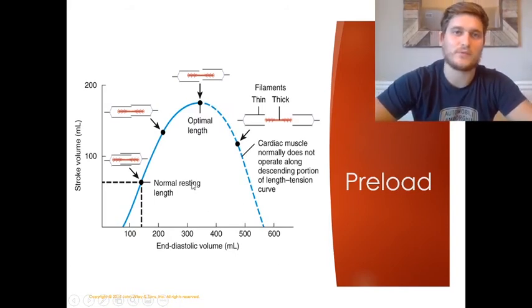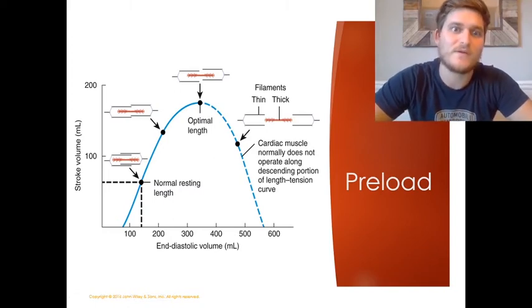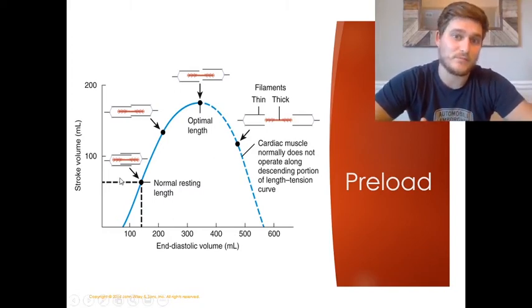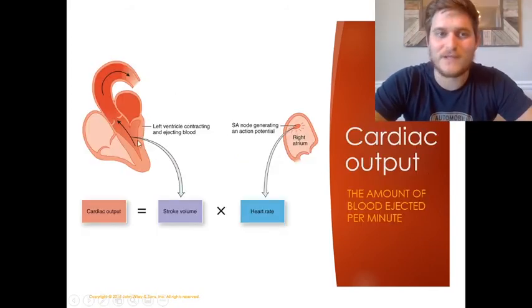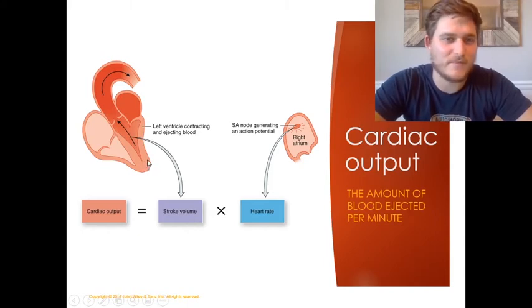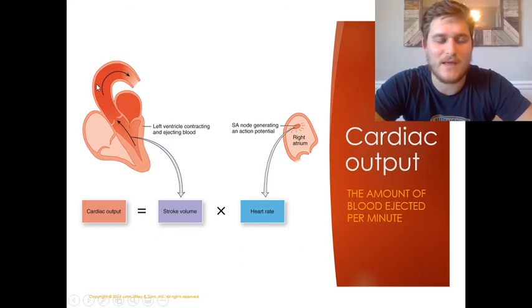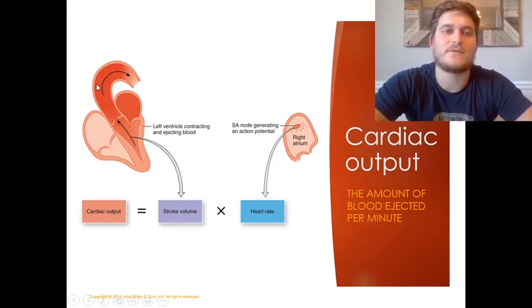So an increase in preload would equal an increase in stroke volume, and then a decrease in preload would actually cause a decrease in stroke volume. Preload is going to increase the force produced by these cardiac muscle fibers and then increase the pressure that will help eject out the blood. Afterload does the opposite.